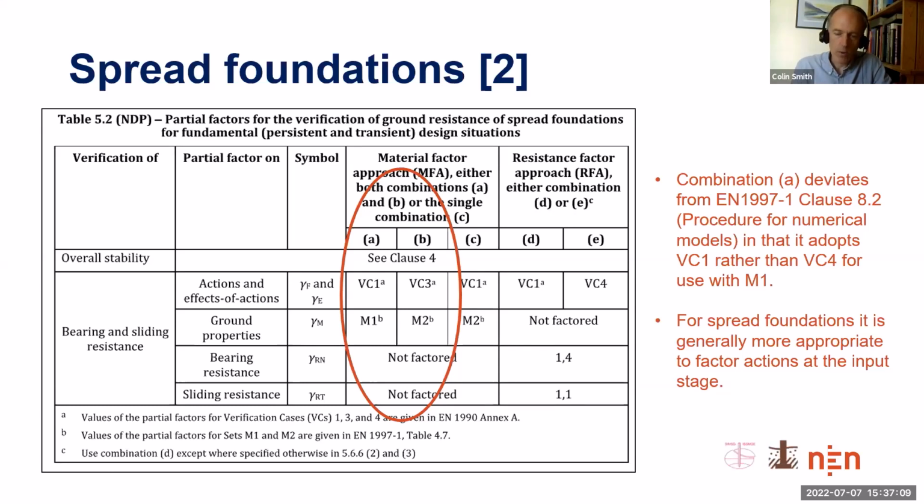Now, what is the difference there? Well, essentially, verification case 4 is the action effect factoring approach, where the factors like 1.35 are applied at the end of the calculation. VC1 applies those at the beginning. Now that, of course, is often quite appropriate for spread foundations. If you have a foundation, if you know what the structural load is coming down onto that foundation, that is predetermined, it's known in advance, it's not something that needs to be determined during the calculation, then it is more appropriate to factor those actions at the input stage.